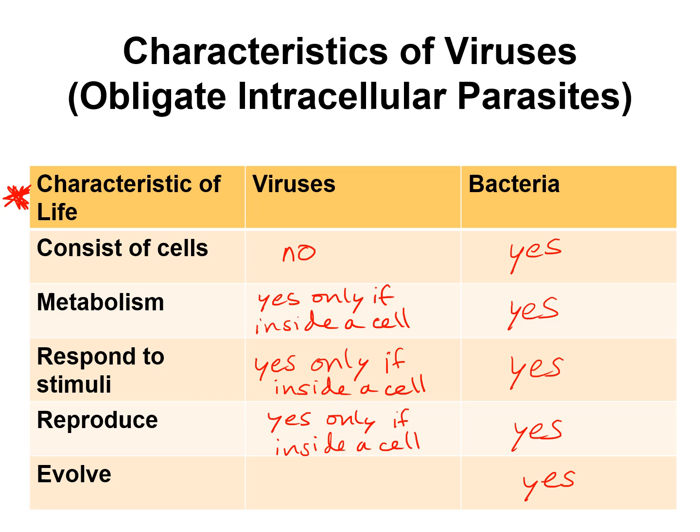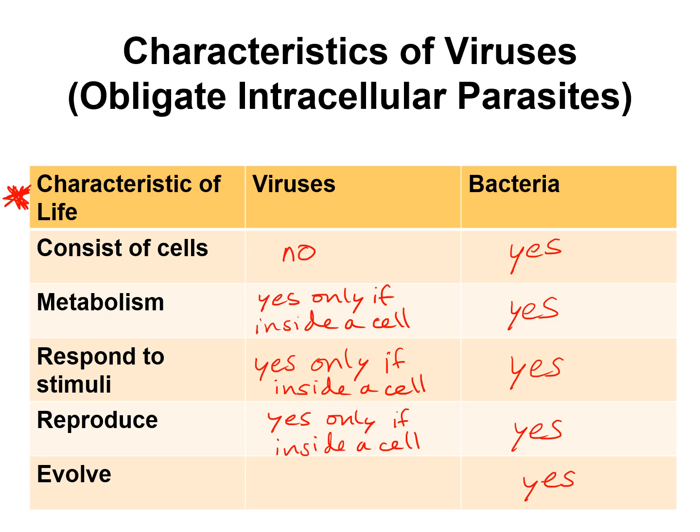So if you have virus just sitting out on a table, they will not be able to reproduce and make more virus. So they have to be inside the host cell, take over the host cell's machinery in order to reproduce and make more virus.